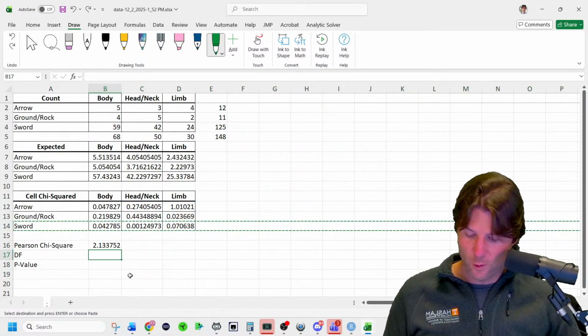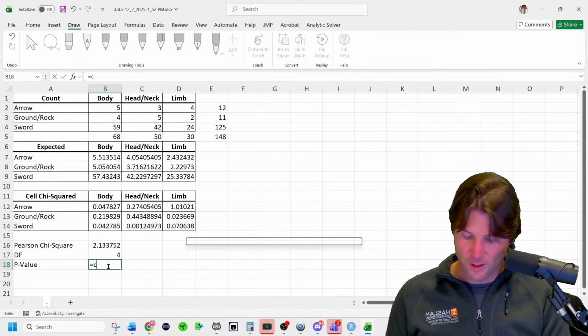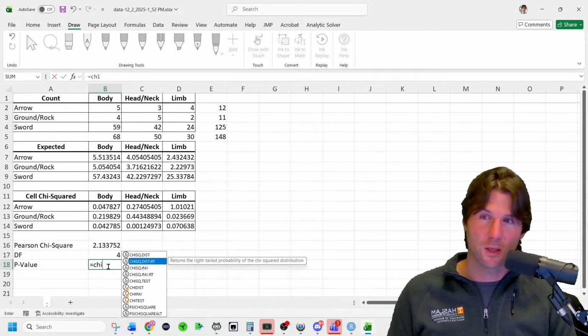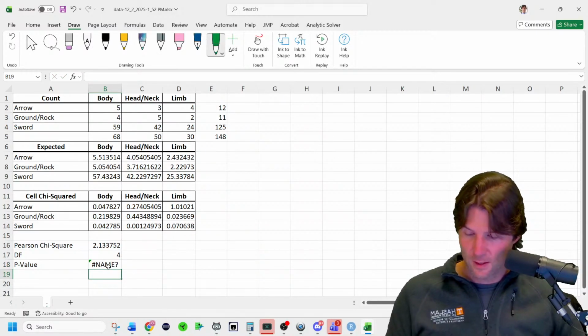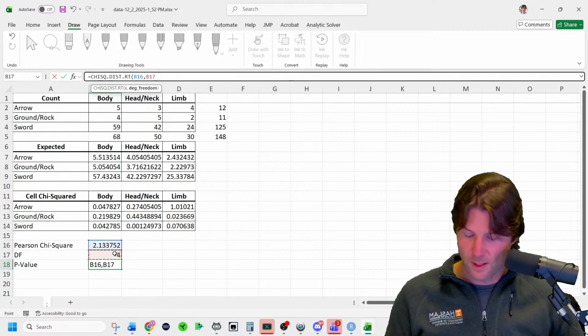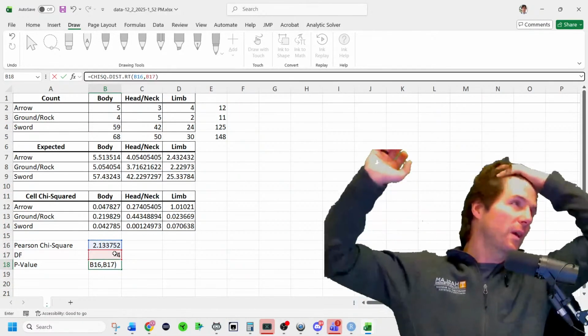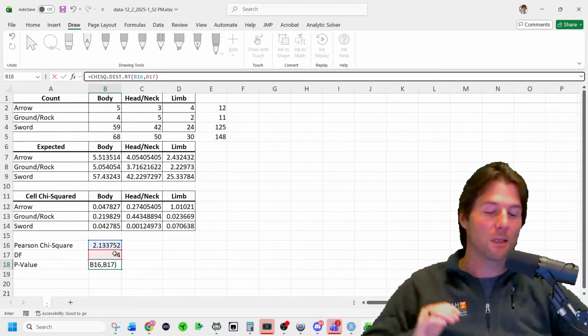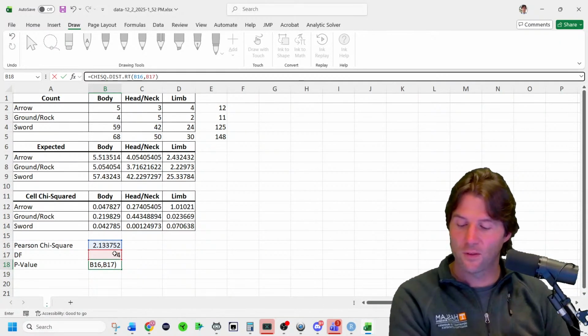So there are 4 degrees of freedom, and then from here we can do a chi-squared distribution right-tailed test, and we put in the chi-squared value and the degrees of freedom. This is going to be quite a large p-value, like 0.7 or so, 0.741.